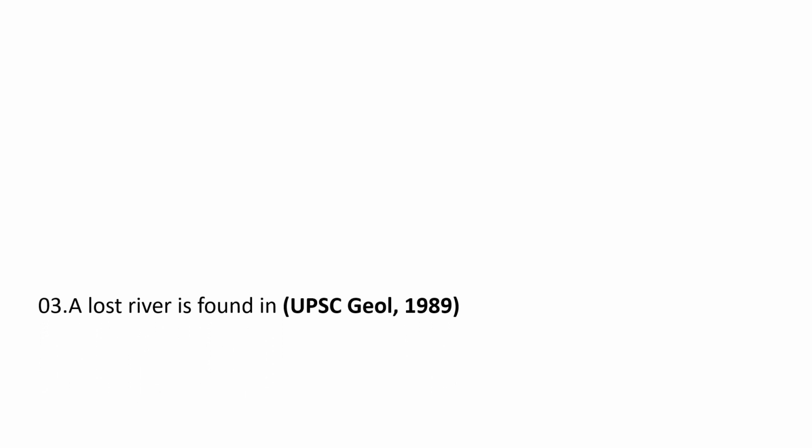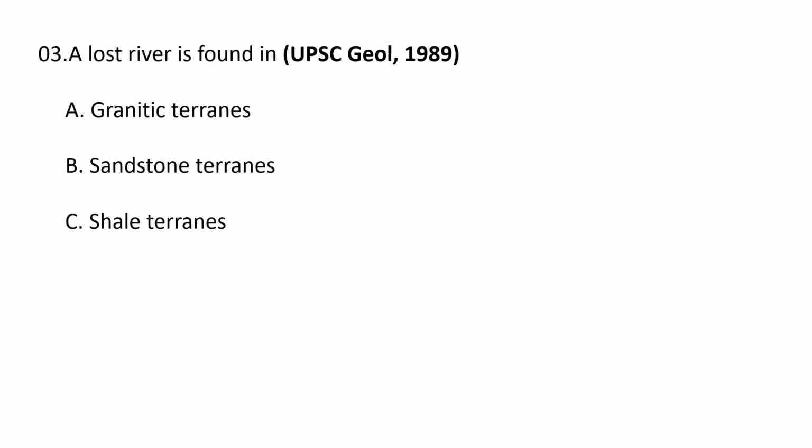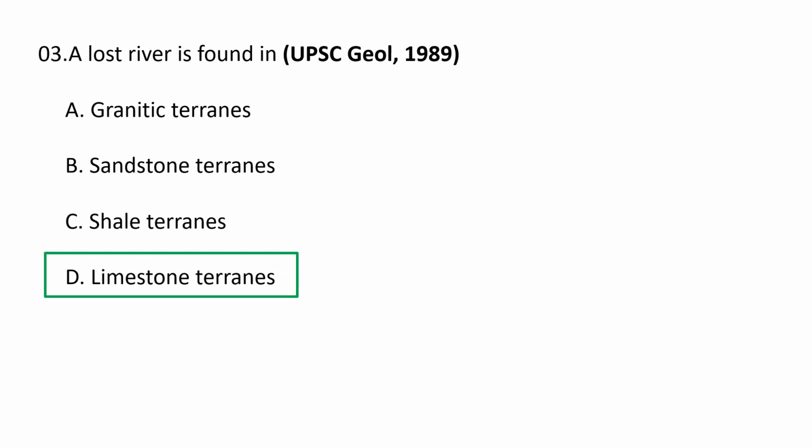Next question. A lost river is found in. It's also a very straight question. A. Granitic terrains, B. Sandstone terrains, C. Shale terrains and D. Limestone terrains. Generally lost river is found in the limestone where the drainage ends up there. So that's why it is known as a lost river. So the correct answer is D.